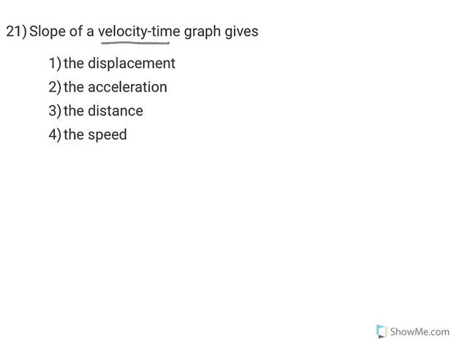The slope of velocity time graph. Velocity time graph will give us acceleration. Now who will give us speed? The slope of distance time graph. Who gives us displacement? Displacement will be given by, no, displacement and distance we cannot get it. We need to straight away plot for distance and displacement. But speed is given by distance time graph.